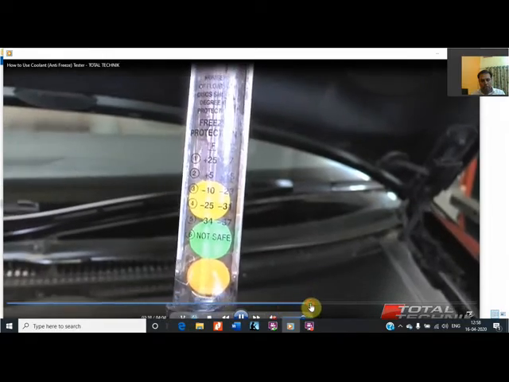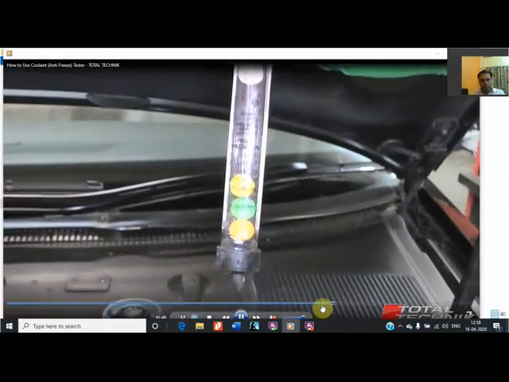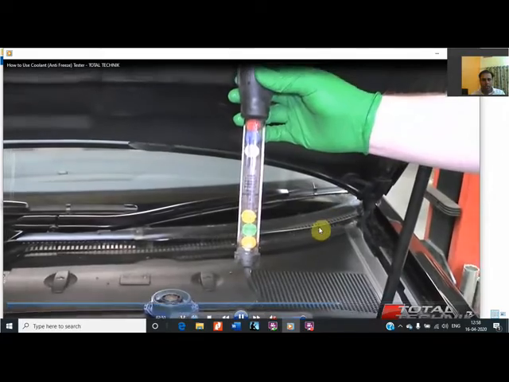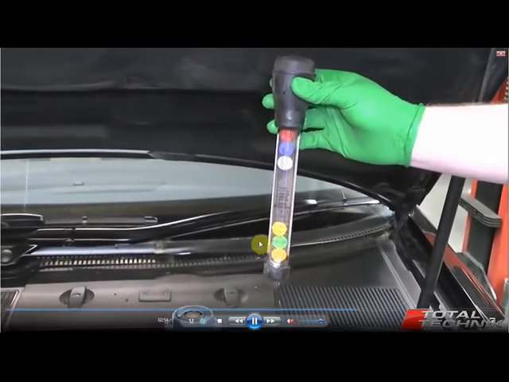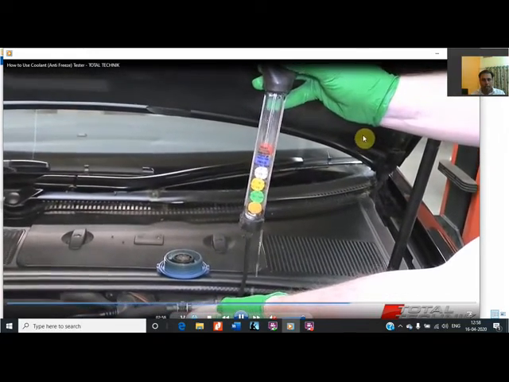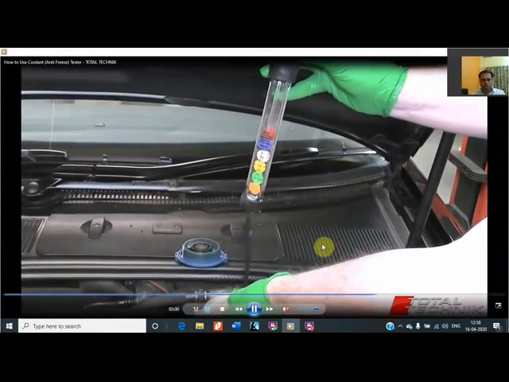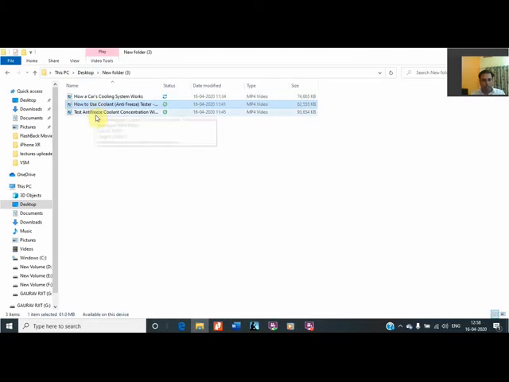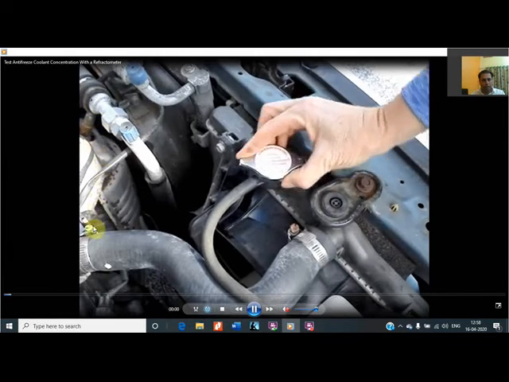So the main thing which is checked in the coolant is the freezing point. If the freezing point is higher, then either we have to replace the coolant or the required ratio is not maintained, and we have to maintain the particular ratio also. Now we will go through the other video, that of the refractometer.